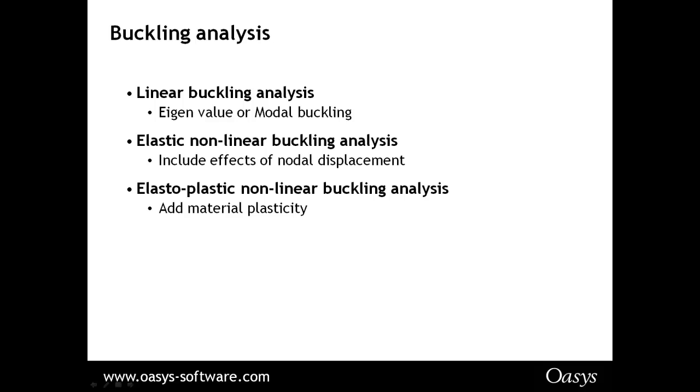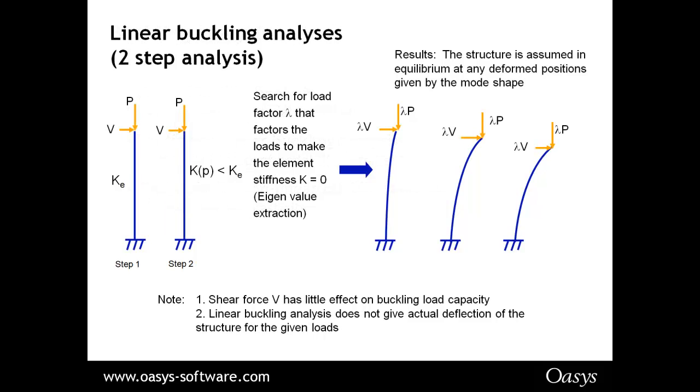In GSA we have both linear buckling and non-linear buckling. Linear buckling is also known as eigenvalue or modal buckling, and the non-linear is also known as member buckling. And the non-linear can take into account the material properties. So linear buckling first. As you know, when you apply an axial load onto an element, its stiffness reduces, and what the analysis is trying to do is to find the multiplying factors on the loads such that element stiffness reduces down to 0.